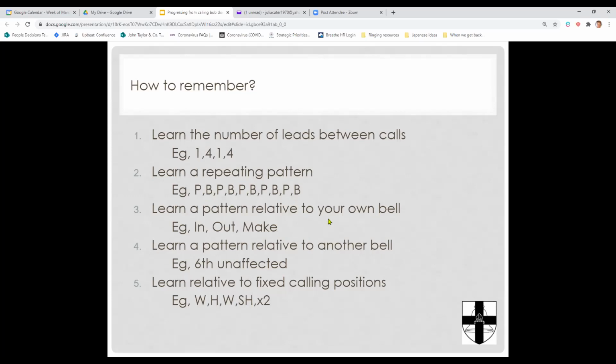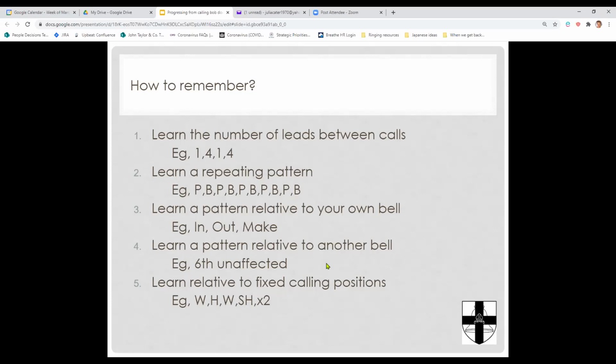Or you know, calling yourself 3 times 5, 6 up, for example. Another way that we've talked about is to learn the pattern relative to another bell. So you might be doing your thing, but you're watching the 6th when it gets to its home position, and you're putting a bob in there.